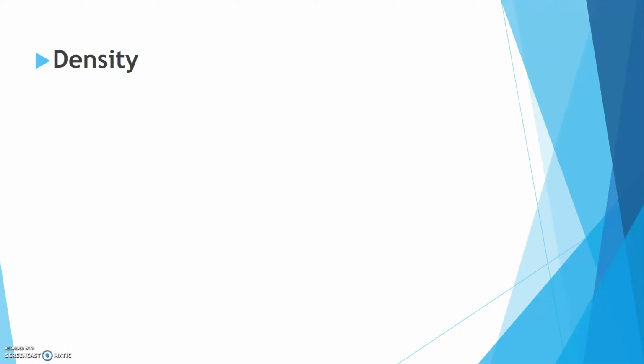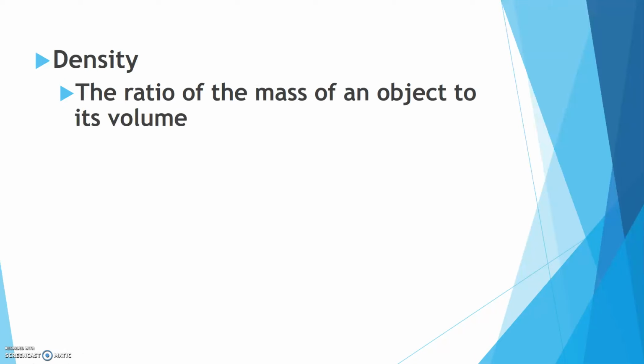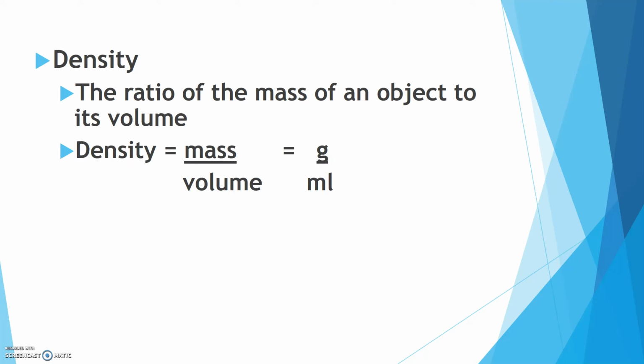Today we're going to talk a little bit about density. Density is defined as the ratio of mass of an object to its volume. And when we calculate density, we take the mass value that we measure in lab, divide it by the volume measurement that we make in lab, and that gives us our value for density. And the units for density are grams per milliliter, or sometimes they can be grams per cubic centimeter, depending on which units volume are measured in.